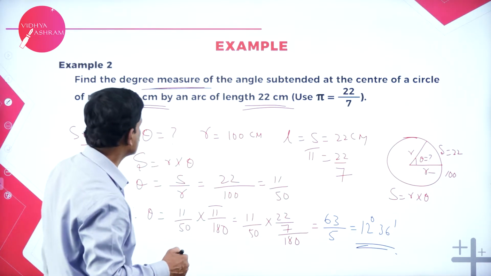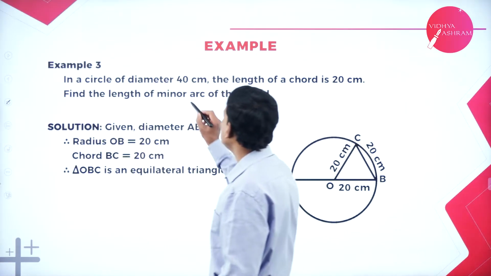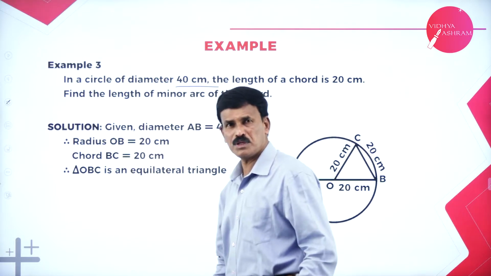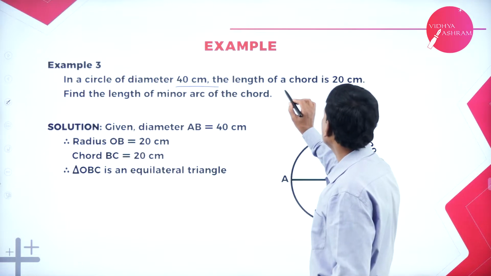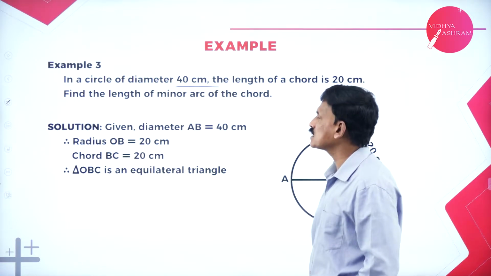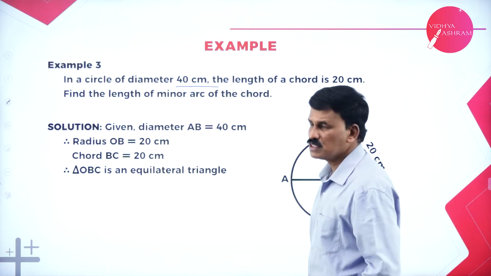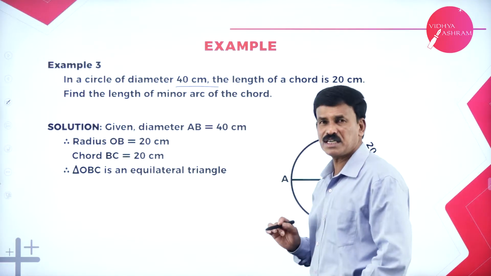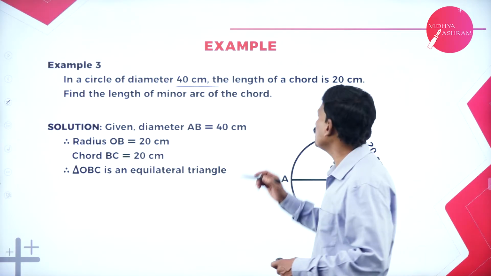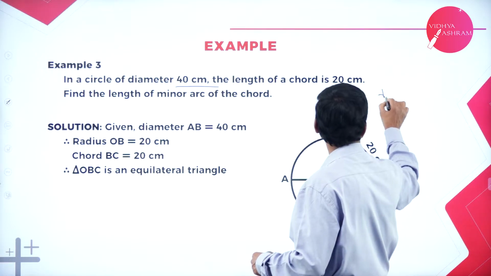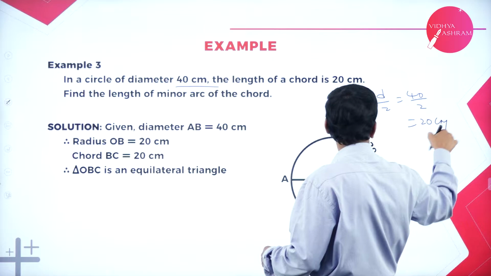Now, let us come to the next problem. This is an important problem. In a circle of diameter 40 centimeters, the length of the chord is 20 centimeters. Find the length of the minor arc of the chord. Here the diameter is given. Diameter is 40 centimeters, so radius is equal to diameter divided by 2, that is 40 by 2, which is 20 centimeters.